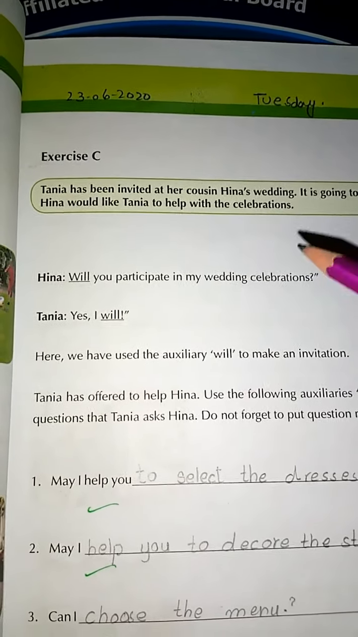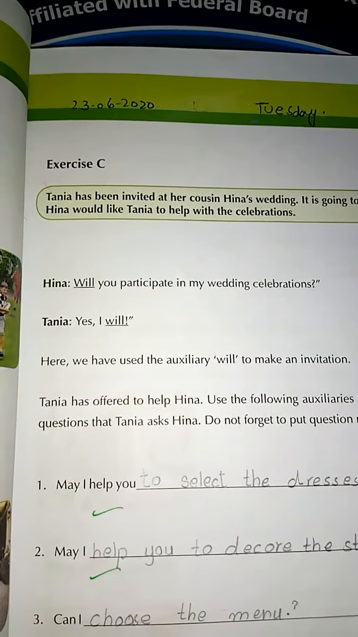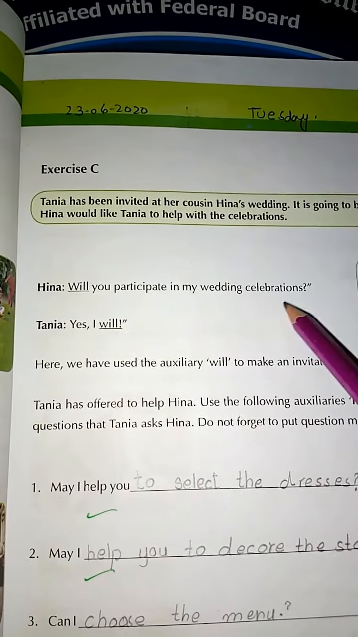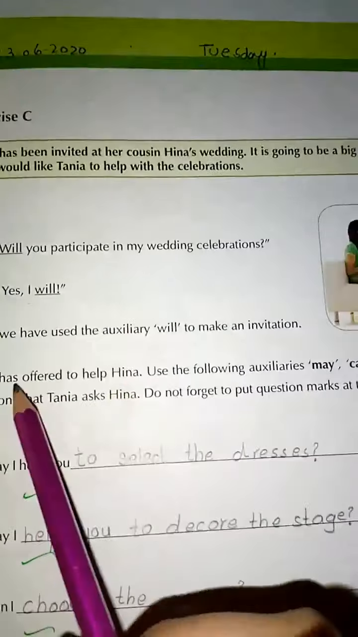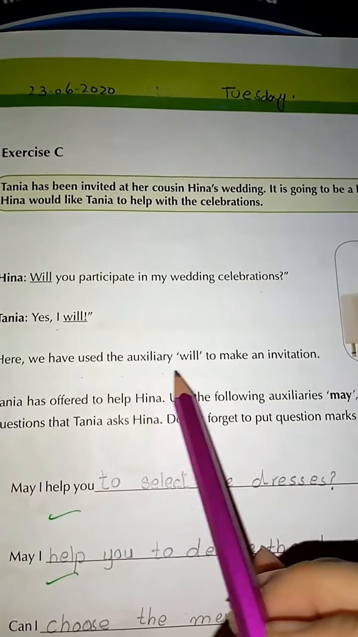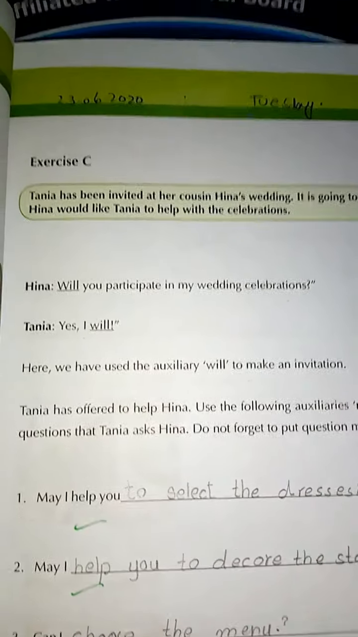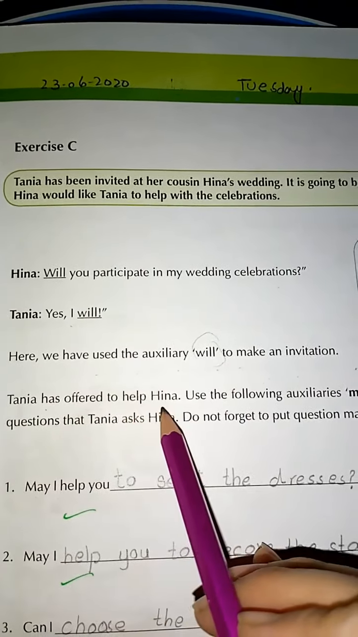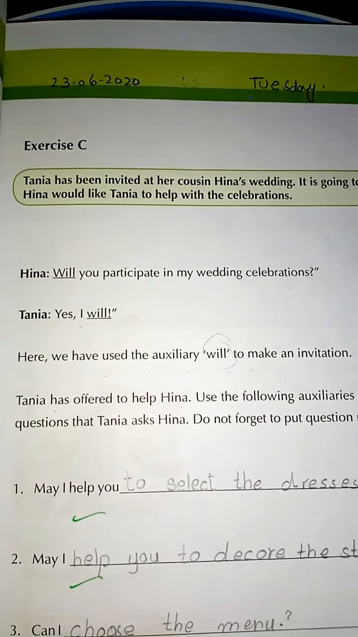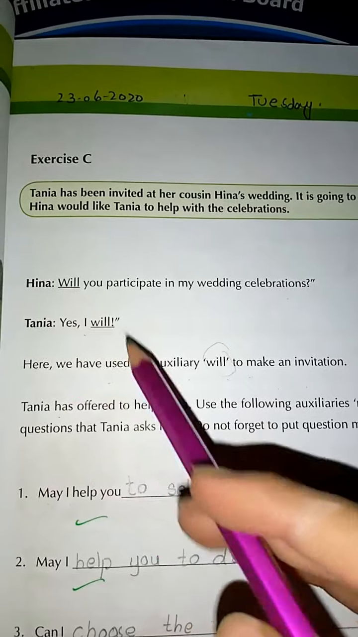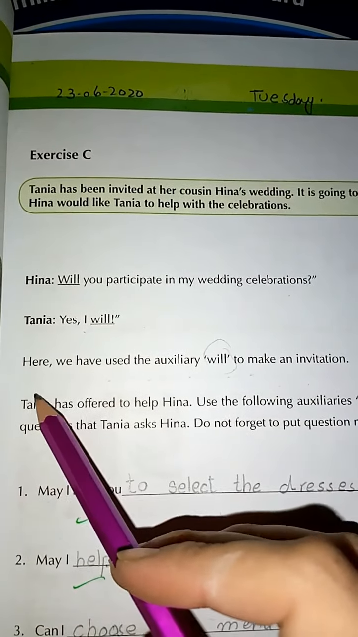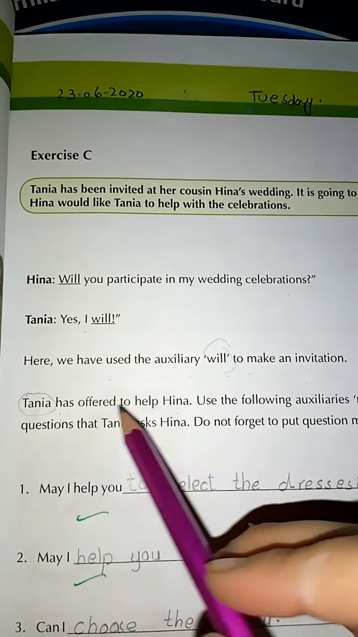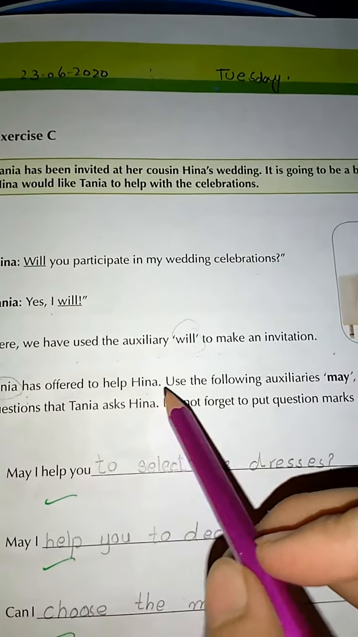They have a small dialogue or conversation between two people. Hina is saying, will you participate in my wedding celebrations? And Tanya says, yes, I will. Now they are saying that here we have used the auxiliary will to make an invitation. Tanya has offered to help Hina, because Hina is going to marry, so Tanya is going to join and celebrate her wedding. So Tanya has to help Hina with her wedding work.